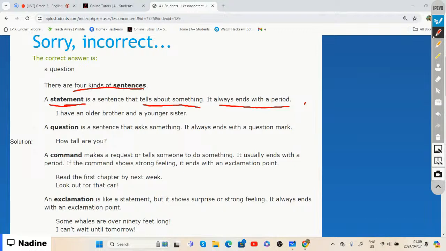And an example of a statement also is, I have an older brother and a younger sister. It's basically just anything random that you're telling someone. Usually if somebody tells you that, you can just say, "Oh, okay. Me too." Or, "I have no siblings, or I only have sisters, or I only have brothers." You can decide whatever you want to respond, or you don't even have to respond at all.